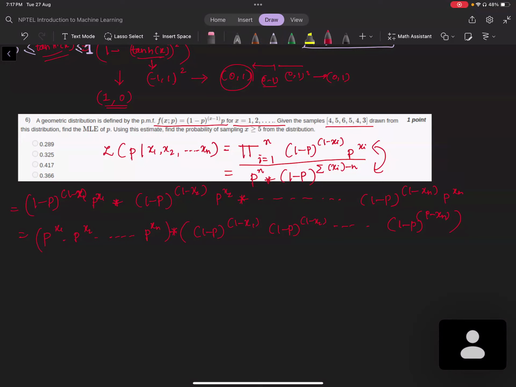So if you add all these exponents, it will be P to the power n, and 1 minus P to the power (x1 minus 1) plus (x2 minus 1) plus up to (xn minus 1). So the ones all add up to n, giving 1 minus P to the power of the sum of xi minus n.